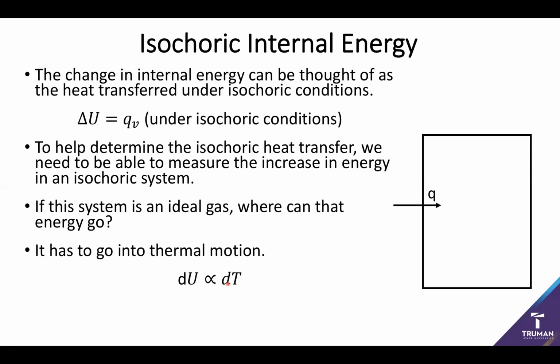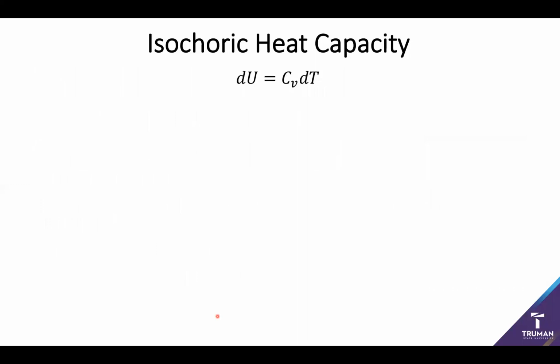Because we have a certain proportionality between these terms, we end up giving that a constant, and we call this our isochoric heat capacity. Heat capacity, because it tells me how much heat it takes to change my temperature by 1 degree. And isochoric because, again, remember, we're assuming isochoric conditions to get this relationship.